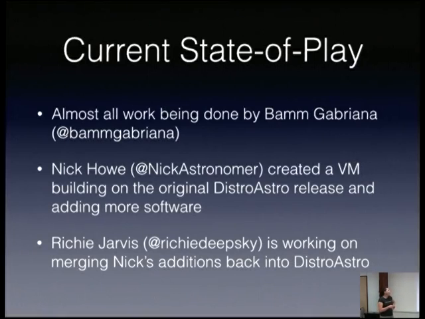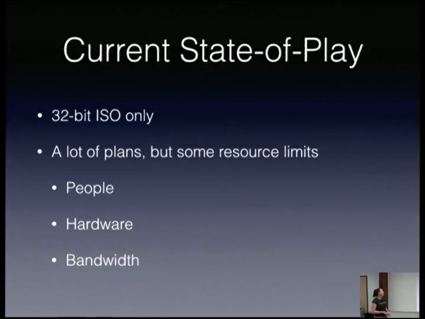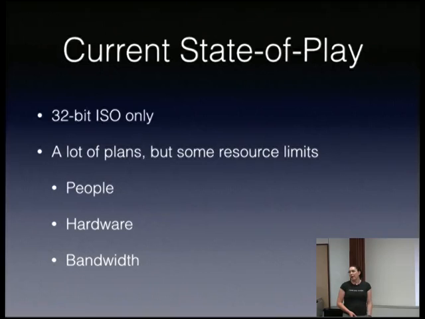At the moment, the ISO for Distro Astro is available online, as is the VM, but at some point I expect that they will pretty much merge into one thing, where you get a vanilla install VM as a snapshot based entirely on the distro itself. At the moment, it's only a 32-bit ISO. That's largely because Bam doesn't have 64-bit hardware to put this all together on. There are a lot of plans to clean up the distro and make it more useful. The limitations on that are people, hardware, and bandwidth.